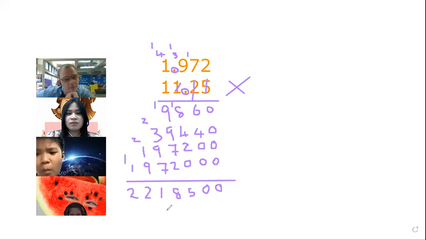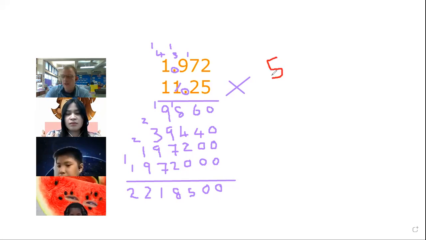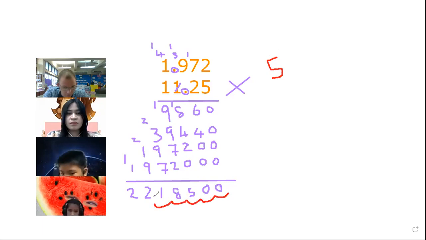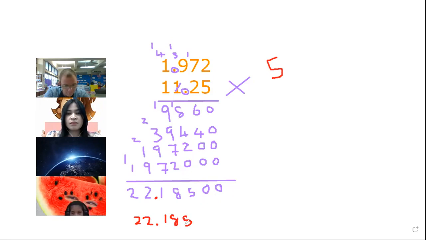How many decimals do we have in our question? 5. Excellent. So we have 5 decimals. So how many decimals must be in our answer? Also 5. Excellent. So let's start from the right hand side. We go 1, 2, 3, 4, 5. Here is our number. So now we look at our answer and we can say, okay, our answer is 22.185.